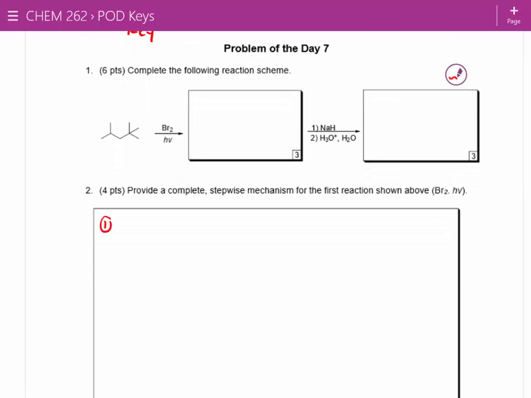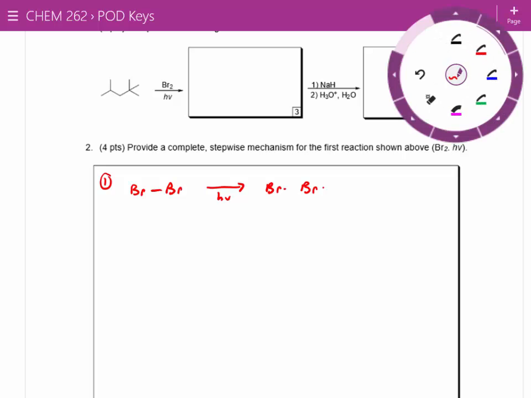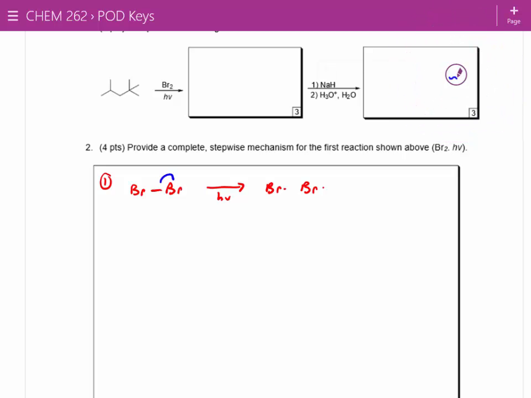The very first step in radical mechanisms is always going to be initiation. So we've got bromine and UV light, so we've got Br2. And when we react this with UV light, we're going to get two bromine radicals, right? Let's show the homolytic cleavage here. We have to remember to use our fishhook arrows showing each electron traveling separately to each bromine.